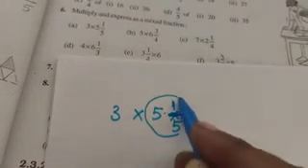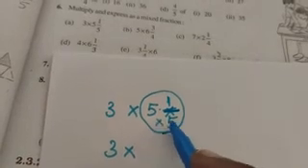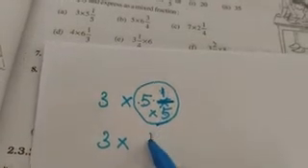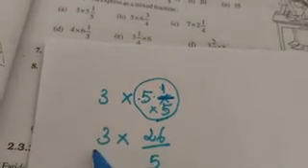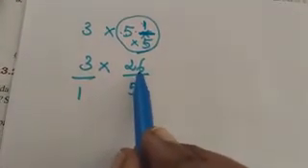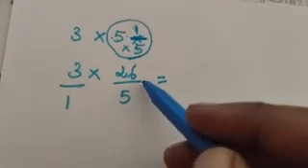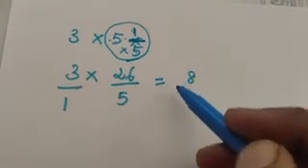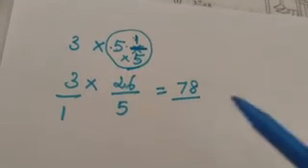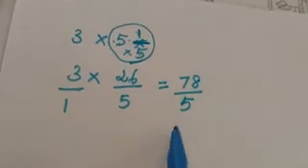So first convert this mixed fraction into improper. So 3 multiplied by, what will we do? 5 into 5 plus 1. So 5 into 5 is 25 plus 1. So it is 26 by 5. Now it becomes normal fraction multiplication. So directly you multiply it. Right? So 26 into 3 is 78 by 5. So 26 into 3 is 78 upon 5.